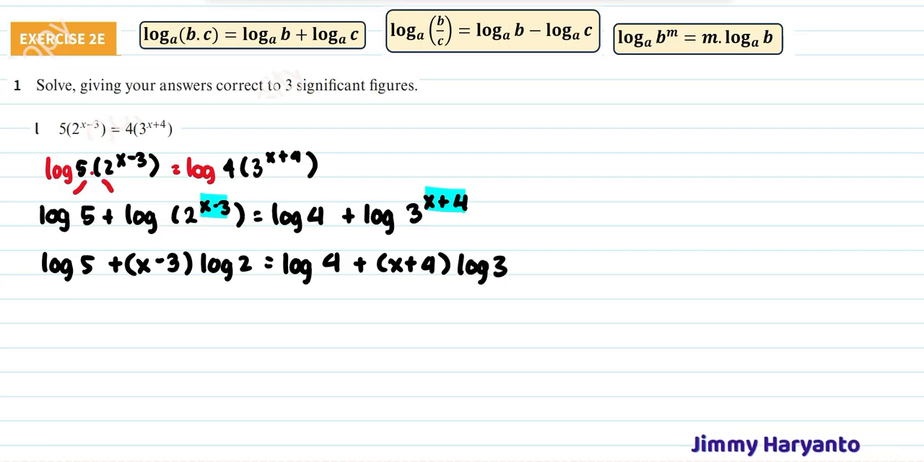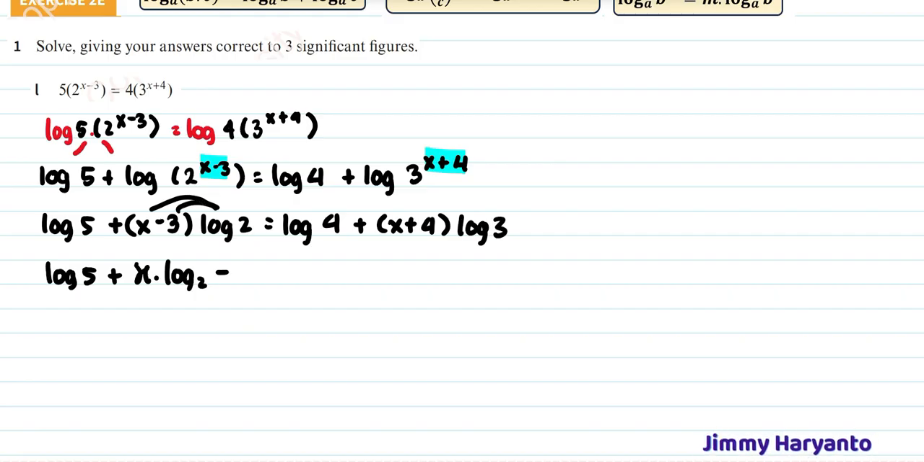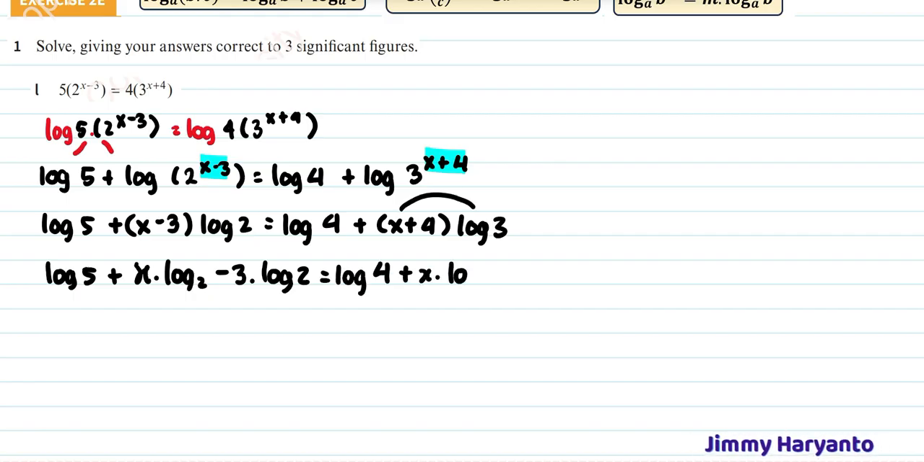You can calculate the logarithm of 2, 5, 4, and 3 using your calculator, but I want to teach you how to calculate this using logarithm expressions. So just leave it like this for the logarithm 5. You will multiply this one, so you'll have x times logarithm of 2 minus 3 times logarithm of 2, equals logarithm of 4 plus x times logarithm of 3 plus 4 times logarithm of 3.